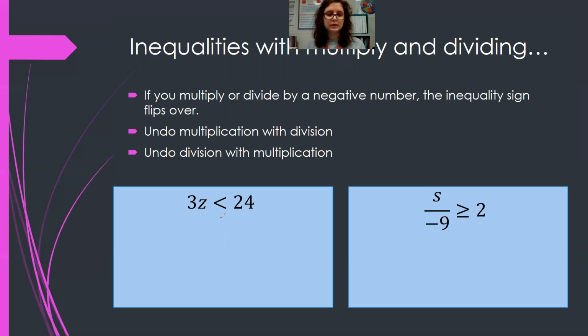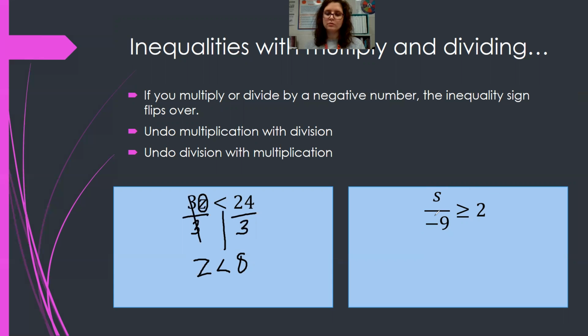So let's look. We're going to circle our variable, split our sides. We're multiplying. We undo multiplication with division. So divide by 3, divide by 3. Z on one side. 24 divided by 3 is 8. So Z is less than 8.